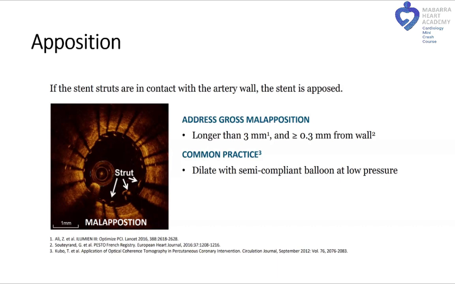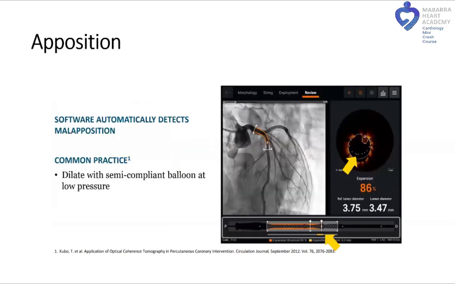Basically, we can use a semi-compliant or an NC balloon at low pressures to correct for malapposition. And depending on the threshold determined by the physician on the software, the system will identify malapposition. So as you can see in the image on the right-hand side, there is malapposition.